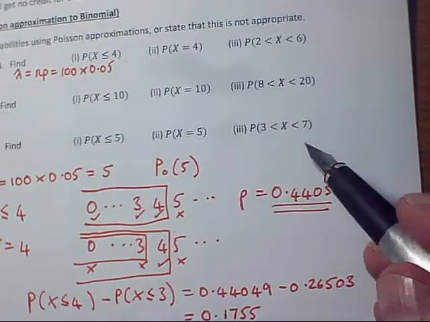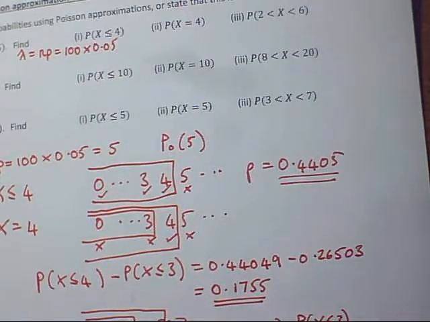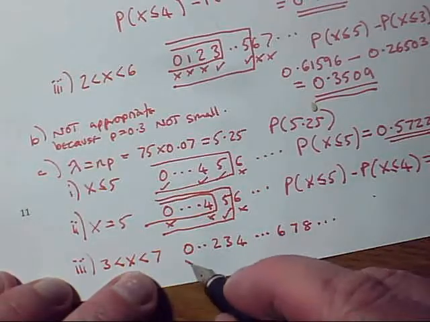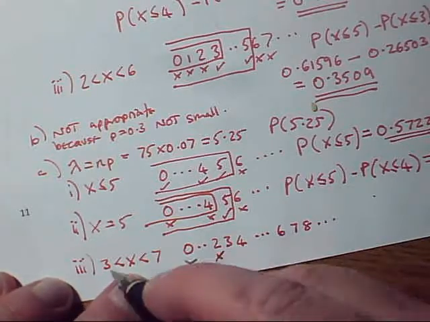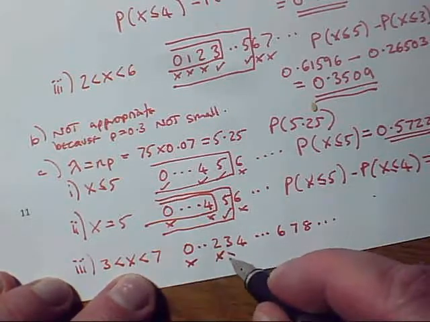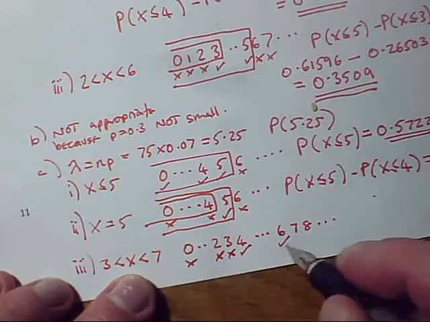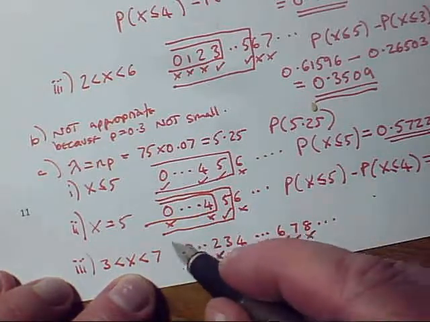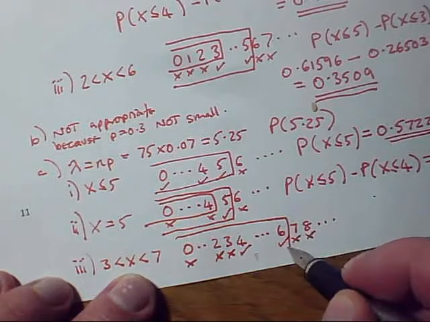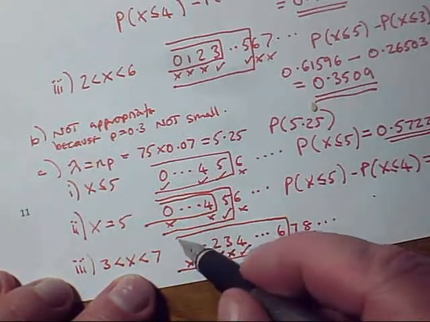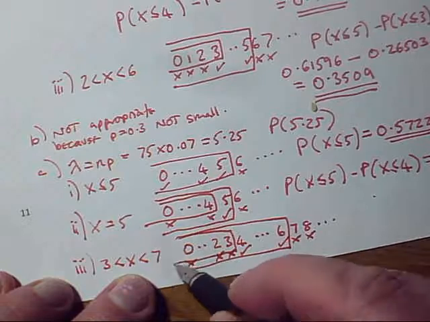Last part, between 3 and 7, not including either. So I don't want 0, I don't want 1 or 2. I don't want 3 because it's got to be strictly greater than 3. I do want 4. I do want 6. Do I want 7? No, it's got to be less than 7. So I don't want 8 either. The box that includes everything goes up to and including 6. The box that gets rid of what I don't want goes up to and including 3.